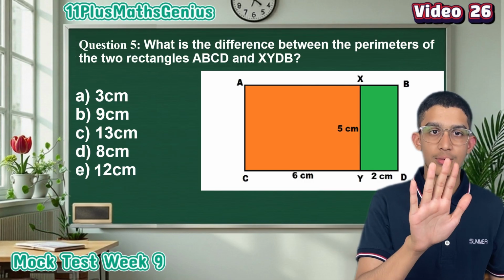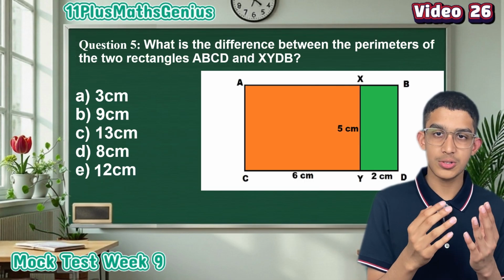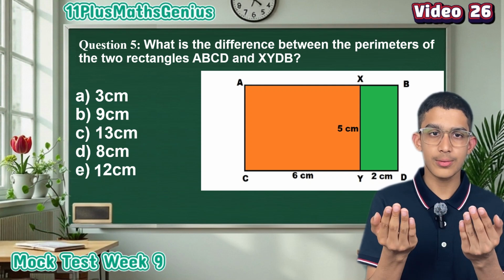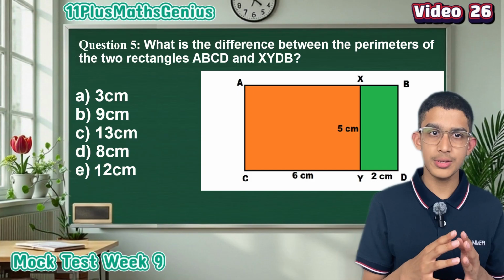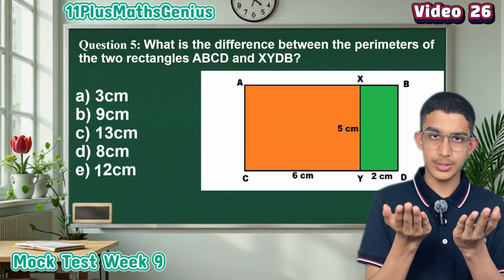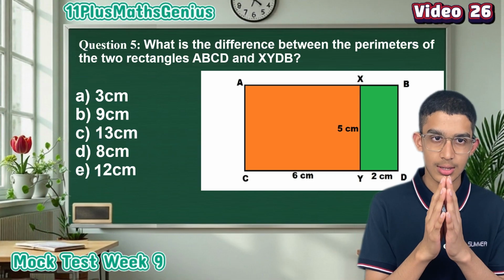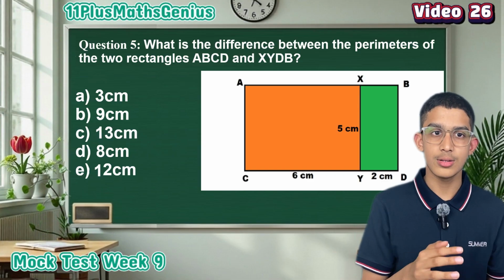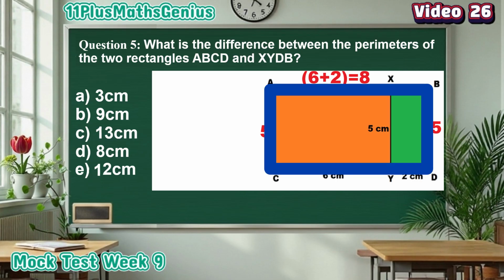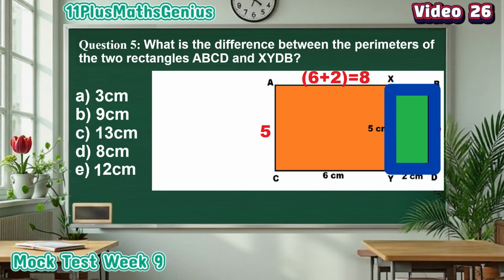Question 5. What is the difference between the perimeter of the two rectangles ABCD and XYDB? Is it A, 3 centimeters, B, 9 centimeters, C, 13 centimeters, D, 8 centimeters, or E, 12 centimeters? Now, we are asked to find the difference between the perimeters of those two rectangles. So that means we have to subtract the whole rectangle's perimeter minus the green rectangle's perimeter.